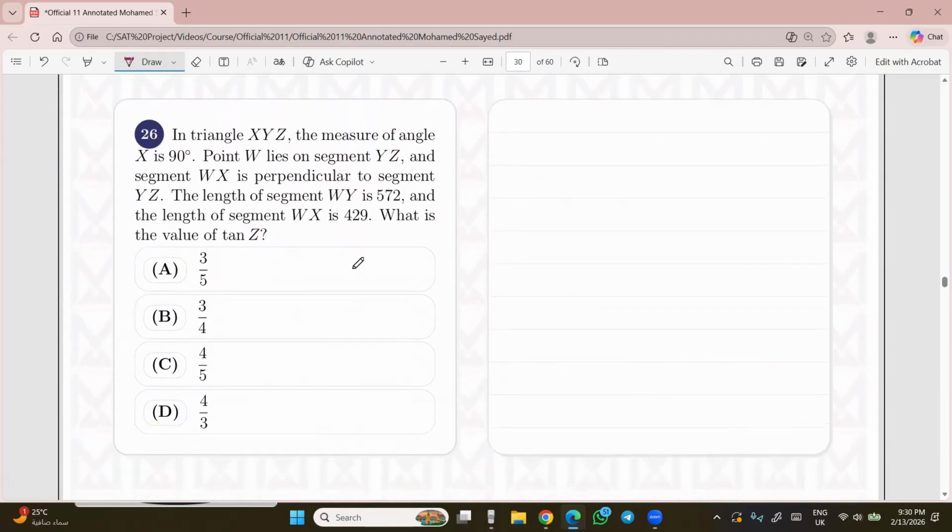And question number 26: in the triangle XYZ, the measure of angle X is 90, point W lies on the segment YZ. Let's draw it. We cannot understand this question without making some illustration like this. We draw a right triangle, something like this. Sorry for my handwriting. XYZ, but be careful that X is 90, so this is X here. You can put Y and Z here or here. Make it here Z, and make this Y, because we need to think about Z. Tan Z is something to be clear if it's down here.